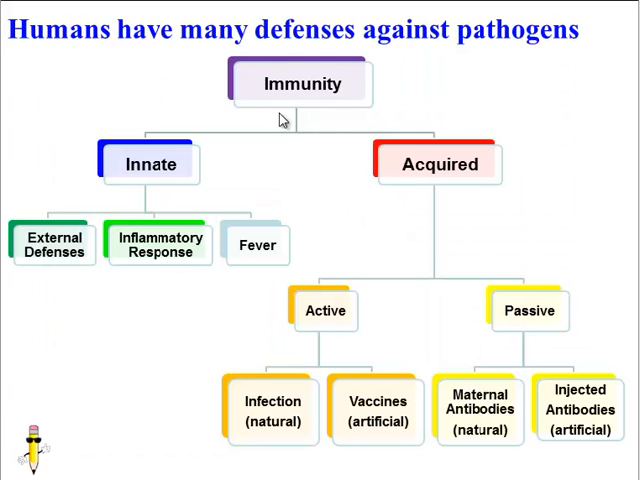We can break up our immune system into two types of immunity. Innate, which means what we're born with, what we inherit, and acquired, what we develop during our lifetimes. The innate immunity can be divided into three categories: external defenses, the inflammatory response, and fever. Meanwhile, acquired immunity can be divided into active and passive immunity, and then that can be further divided. So now we're going to take a look in more detail at these different types of defenses.